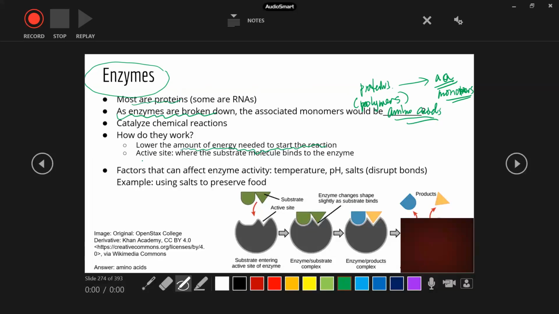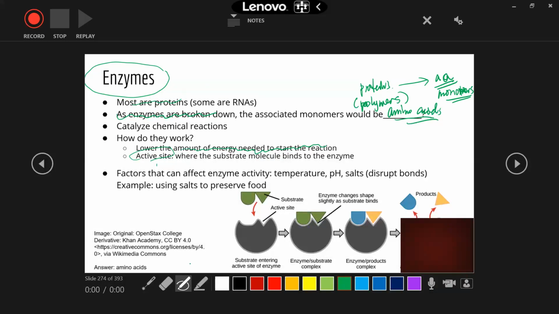Another key piece of information about enzymes is the active site. If you look at the diagram down here, you will notice that this particular site, which looks like a notch, right? That's the active site. That's where the substrate binds to the enzyme, and this is also where the enzyme can change shape slightly and reduce the amount of energy needed and get the chemical reaction going really rapidly. So that's the active site.